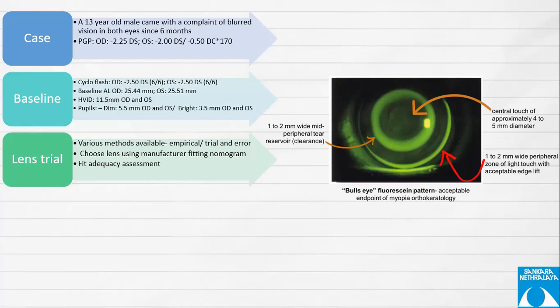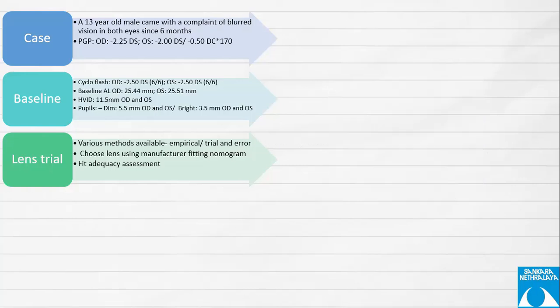The adequate fit pattern for an Ortho-K is described as a bullseye fluorescein pattern, where the center base curve has a central touch of 4 to 5 millimeters, so it does not take up the stain. The reverse curve, as I said, is a tear reservoir, so it will have a pool of stain. So there is a 1 to 2 millimeter wide mid-peripheral reservoir where they take up the stain, and then the next alignment curve does not take up the stain, followed by a small 1 millimeter peripheral zone which does take up the stain. This is called the bullseye fluorescein pattern, which is an acceptable endpoint for myopia orthokeratology.